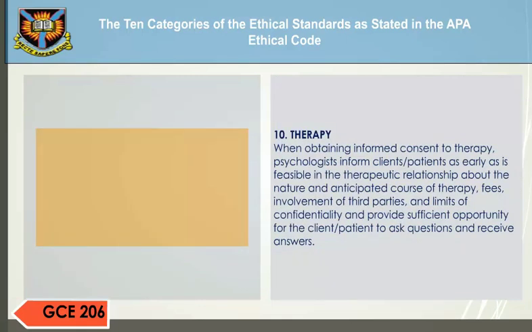10. Therapy. When obtaining informed consent to therapy, psychologists inform clients or patients as early as is feasible in a therapeutic relationship about the nature and anticipated course of therapy, fees, involvement of third parties, and limits of confidentiality, and provide sufficient opportunity for the client or patient to ask questions and receive answers.